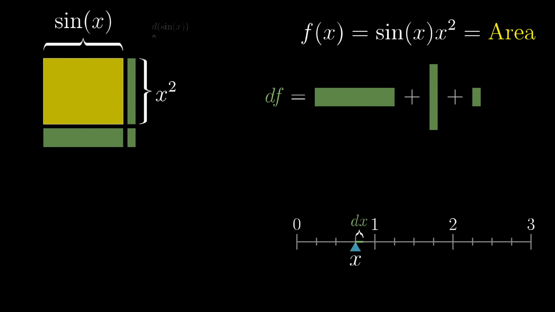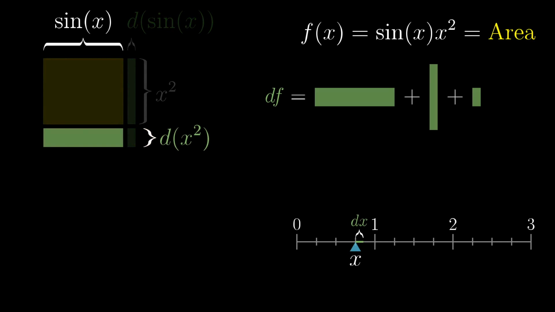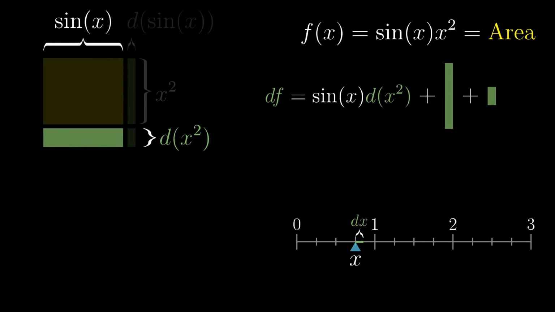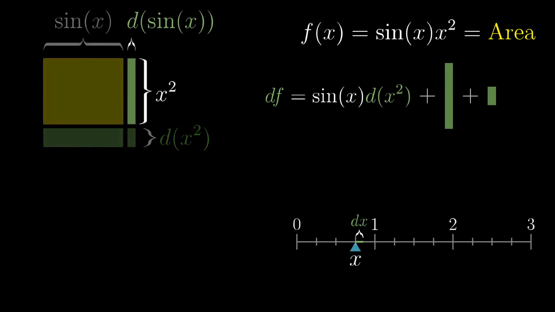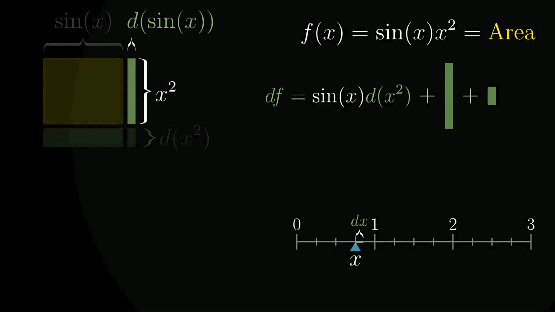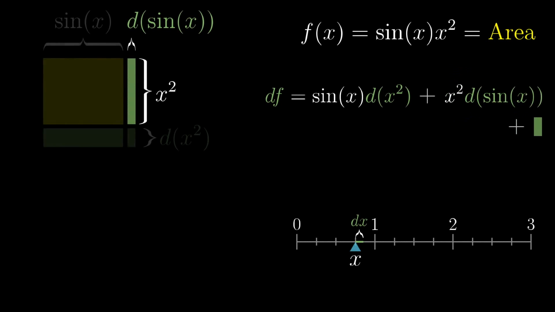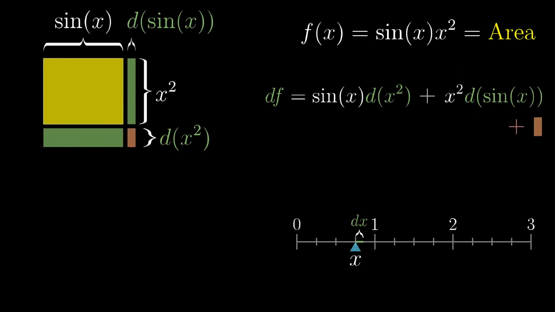Well, the nudge dx caused that width to change by some small d sine of x, and it caused that height to change by some dx squared. And this gives us three little snippets of new area. A thin rectangle on the bottom, whose area is its width, sine of x, times its thin height, dx squared. And there's this thin rectangle on the right, whose area is its height, x squared, times its thin little width, d sine of x. And there's also this little bit in the corner, but we can ignore that.